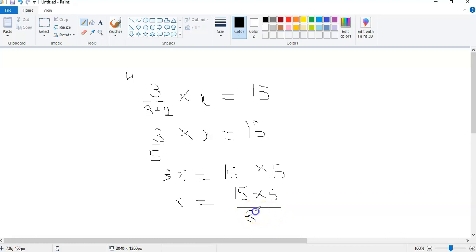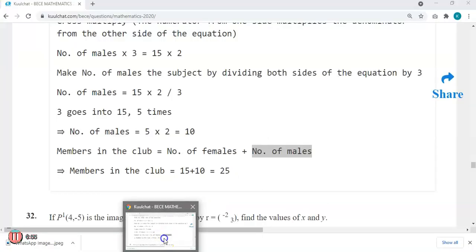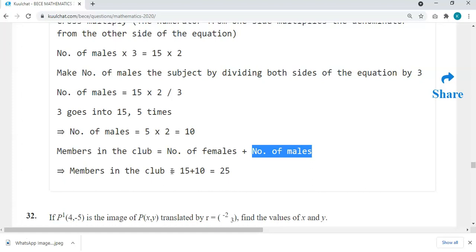Now 3 goes into itself 1, and 3 can go into 15 5 times. So our x is going to be 5 times 5, which gives us 25. So the total number of people in the club is going to be 25, the same as the approach that was used to solve the other one. So both approaches should work. If you want to get the value for a particular ratio, it is the ratio over the sum of the ratio times the total. That gives you the value.